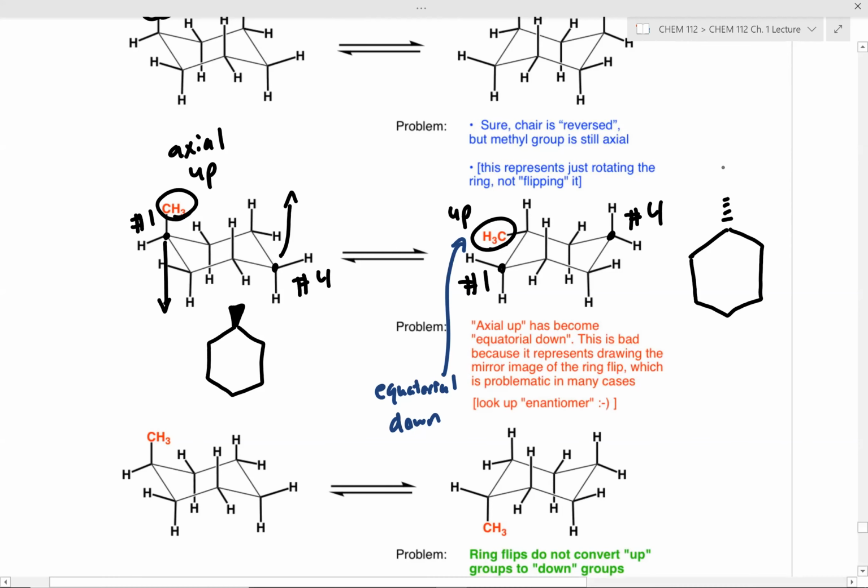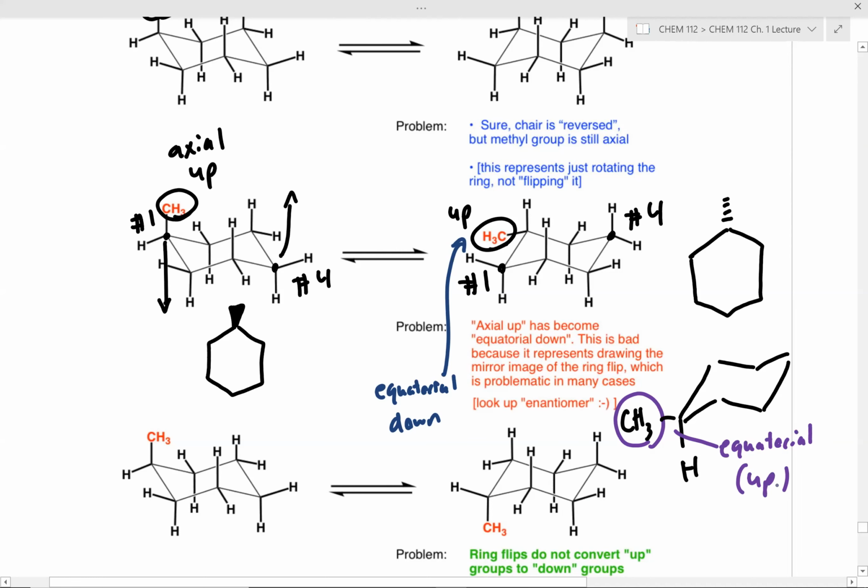So if we were to draw this correctly, we would draw it like so. In this case, our methyl group is in the equatorial position, but it is pointing up.